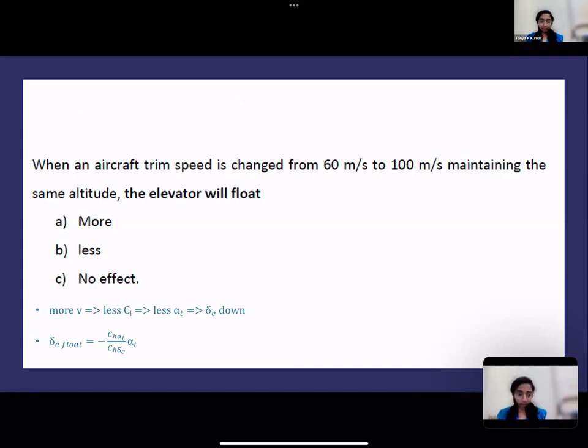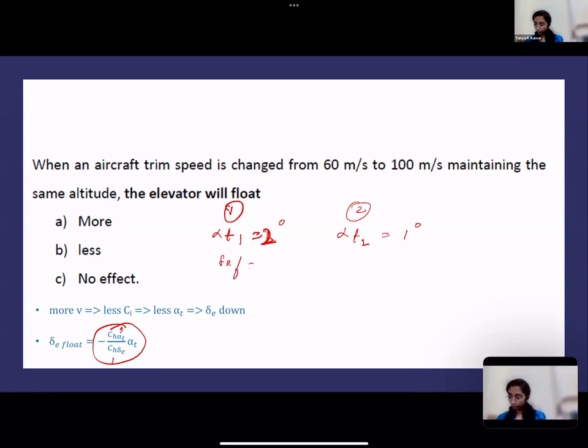Okay, elevator float. Elevator float is this. Now we know. So let's take the first condition. Let's just take CH delta, this to be 1 and this to be 1. For your first condition, when it's flying at 60, let's take alpha tail to be 2 degrees. For your second condition, let's take it to be 1 degree, correct? When you increase your velocity, you need to reduce your angle of attack, right?